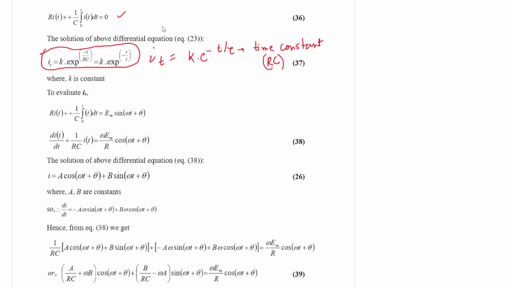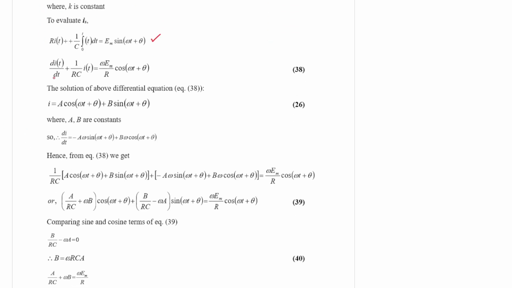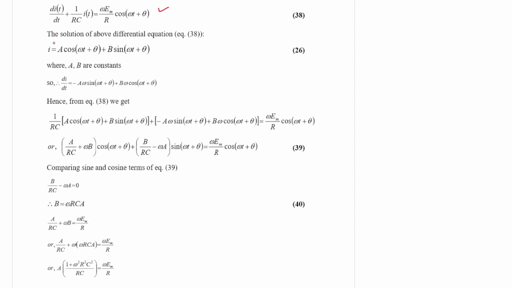Now to evaluate i_s, we follow a similar procedure. We equate it with Em sin(omega t plus theta). Then we take the derivative, di/dt plus 1/RC i equal to omega Em/R. Now the solution becomes i equal to A cos(omega t plus theta) plus B sin(omega t plus theta). We follow the similar process as discussed previously. We get di/dt, then substitute di/dt and i in equation 38.